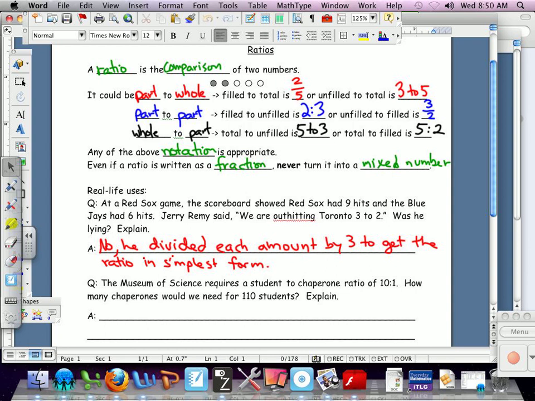Yes, ma'am. You need 11 chaperones. How'd you figure that? Well, I divided 110 by 10 because you need 10 students per chaperone. That was 11.